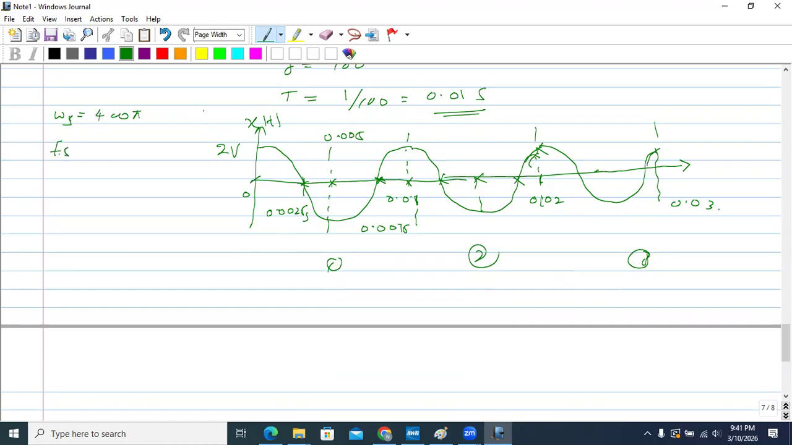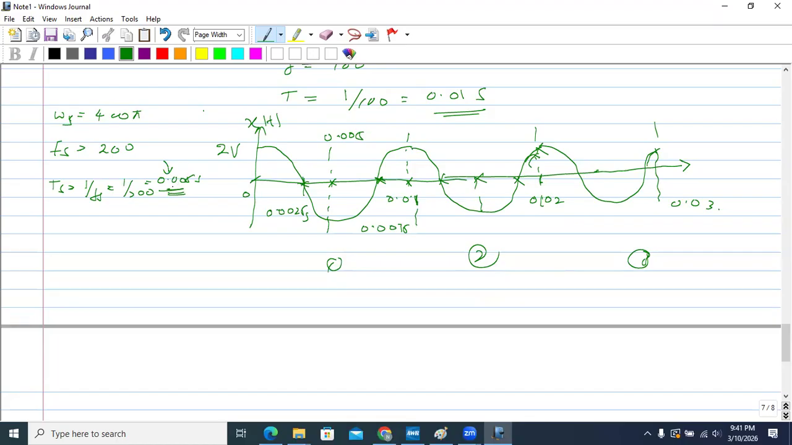That means Fs is this divided by 2π, that means 200. So the sampling time is 1 over the sampling frequency, that is 1 over 200, which is 0.005 seconds. This is the sampling time, the time taken to get one sample.